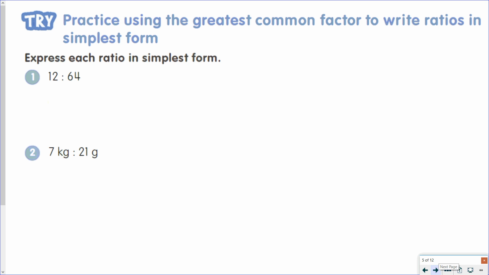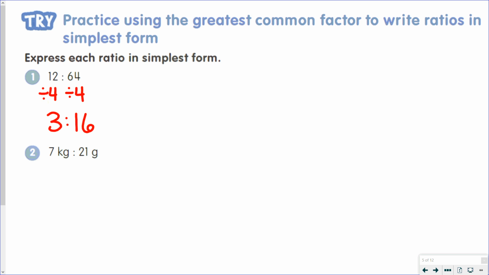So we have our ratio of 12 to 64. Well, you can divide both of those by 4, and you'd get an answer of 3 to 16. And again, if you started by dividing those by 2, which would give you 6 to 32, and then divide those by 2 again, you would get that answer of 3 to 16.